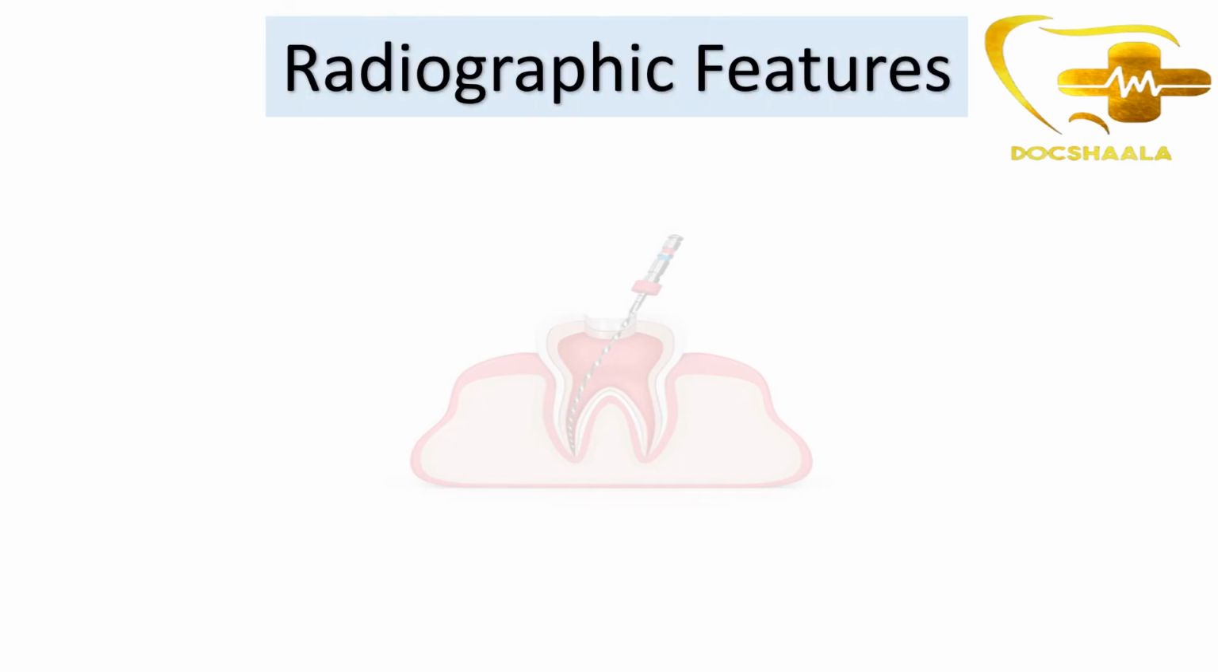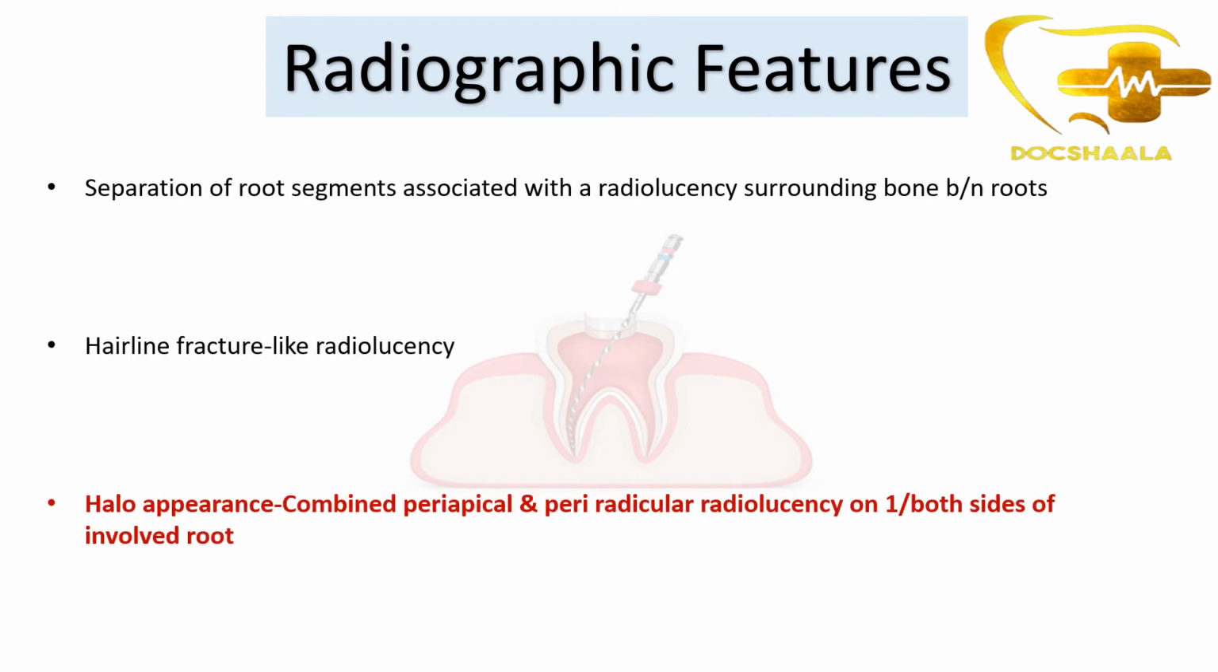Okay, coming to the radiographic features. This is what we were asked in the question also. What is the main important radiographic feature which helps us in identifying the vertical root fracture? So please concentrate on the slide. There are three main important radiographic features which we can see in vertical root fracture. One is separation of root segments associated with the radiolucency surrounding bone between roots. This is common. Root segments are separated, so we can easily identify that it is a vertical root fracture.